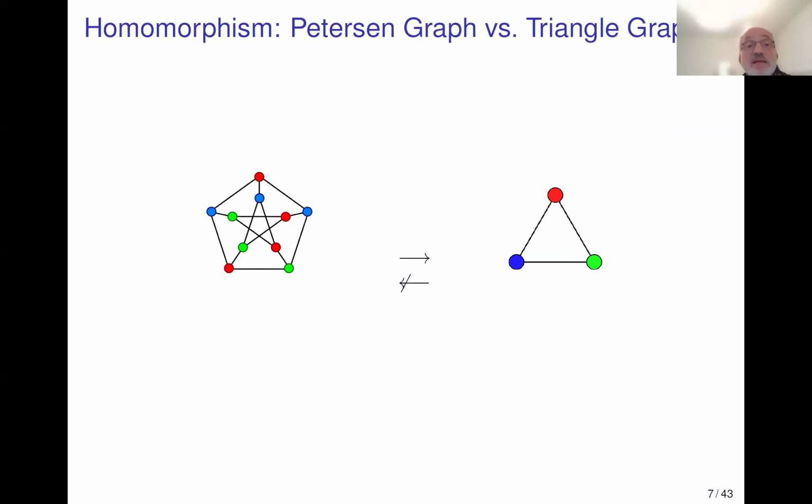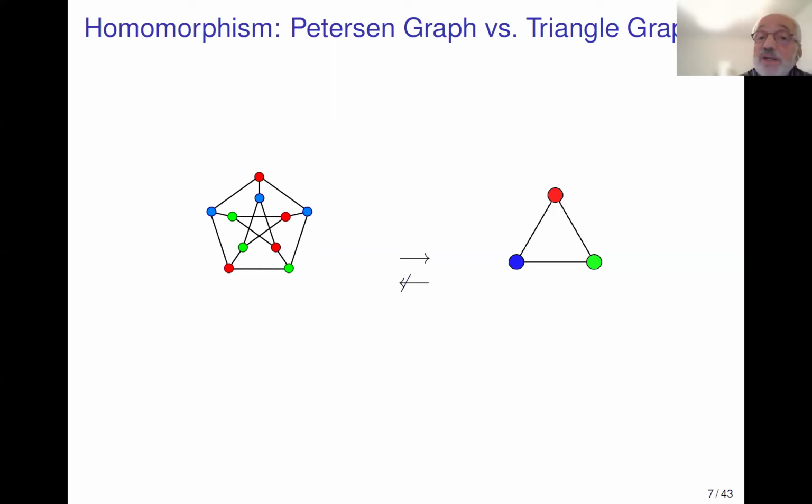And here is another example. On the left, we have one of the most studied graphs in graph theory, Petersen's graph. And on the right, we have the triangle. There is a homomorphism from the Petersen graph to the triangle. And in fact, I have indicated the blue edges map to the blue edge of the triangle, the red edges to the red edge of the triangle, and the green edges to the green edge of the triangle. This simply is the fact that Petersen's graph is three-colorable.